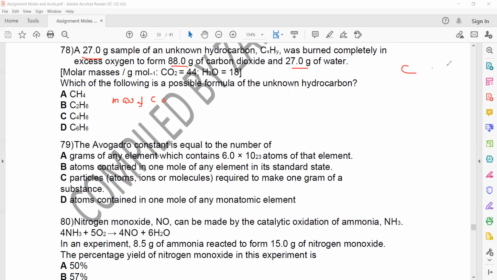We know the ratio between carbon and carbon dioxide is 12 to 44. So if you have 88 grams of carbon dioxide, then X grams of carbon will be there. Because one carbon atom is present in one molecule of carbon dioxide, the ratio of the mass is 12 to 44. So if 88 is there, this will be X. So it will have 24 grams of carbon.